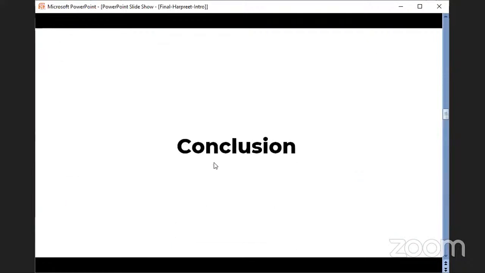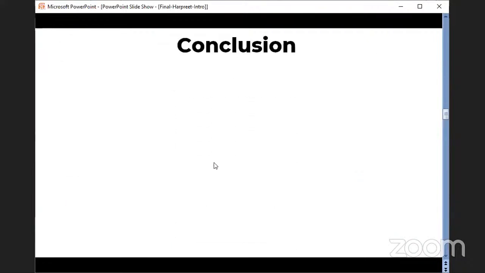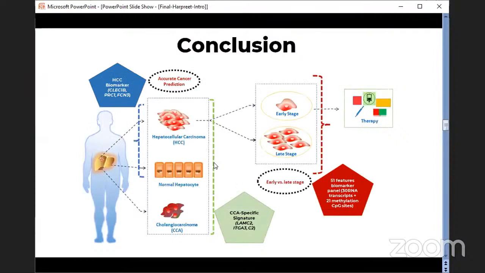So in conclusion, from my doctoral research we eventually identified 3 gene-based biomarkers to predict HCC, and 3 to predict CCA. And then we identified 51 signatures to predict liver cancer at an early stage.